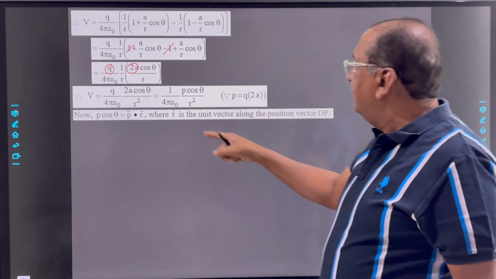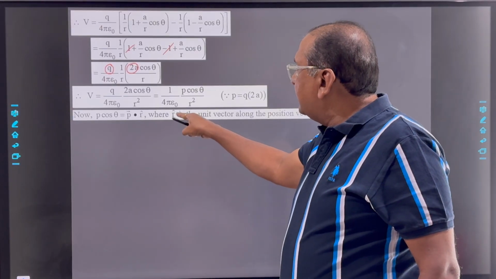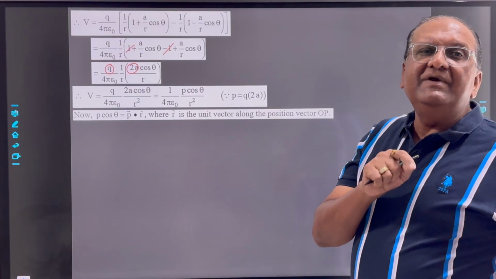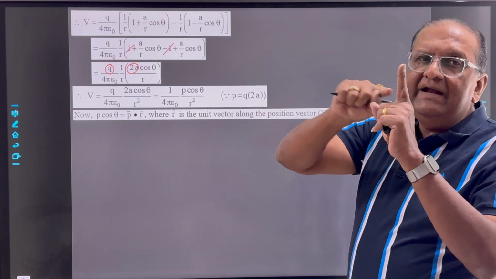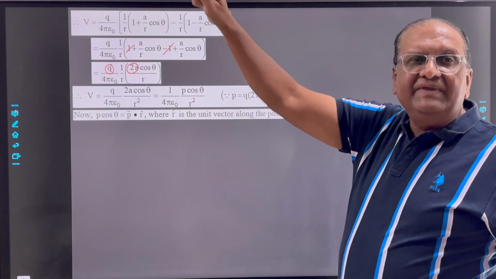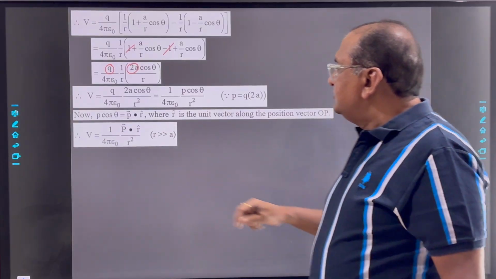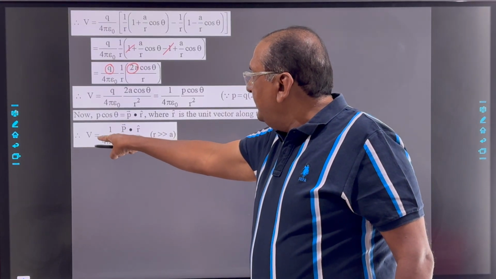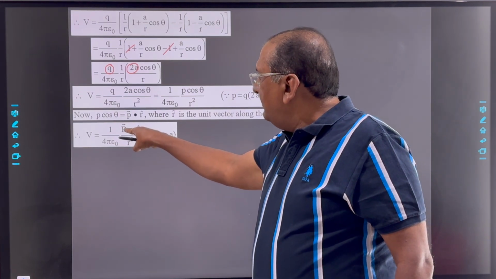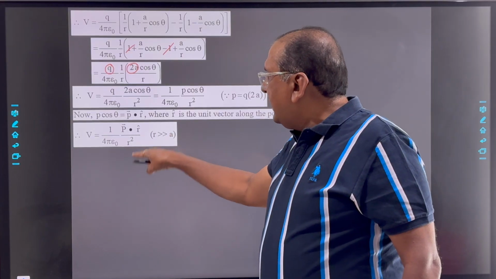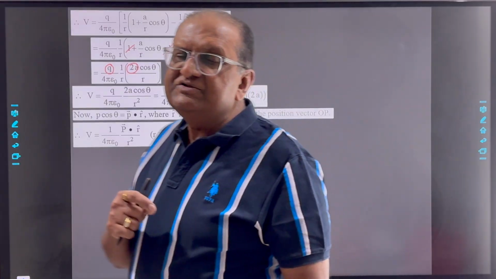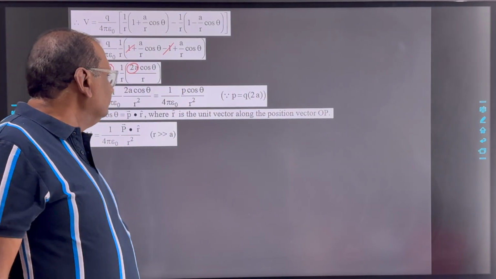In that direction, you have the unit vector R caret, because this cos theta, here this theta is the angle between dipole moment and the position vector. So the unit vector is in the direction of that position vector. Okay. So we can write potential at point P, that is 1 upon 4 pi epsilon 0, dipole moment vector P dot R caret upon R square. Here we consider this thing, R is very much greater than A.